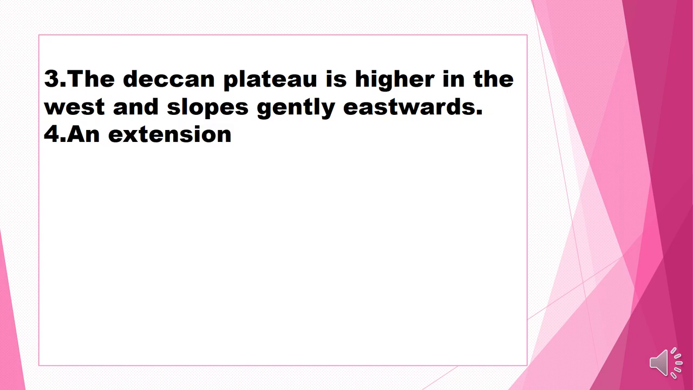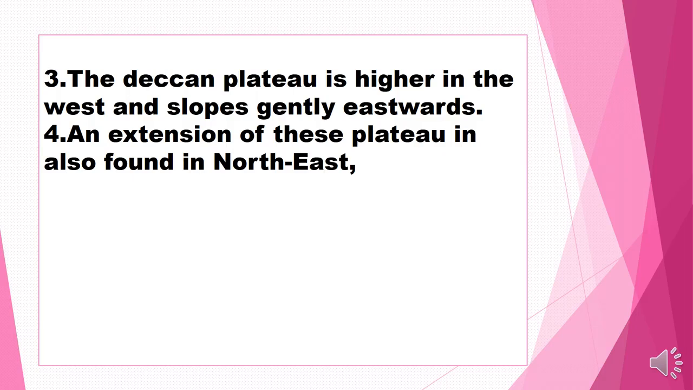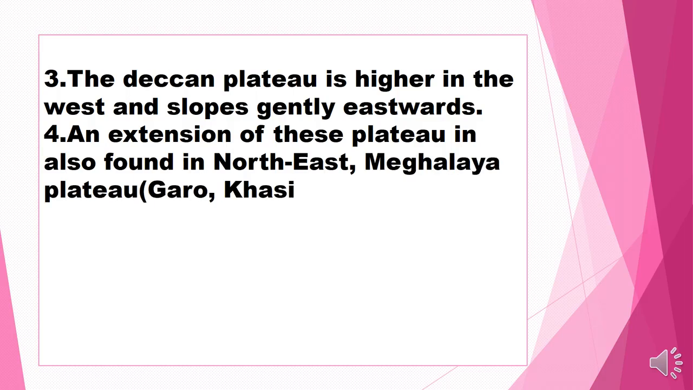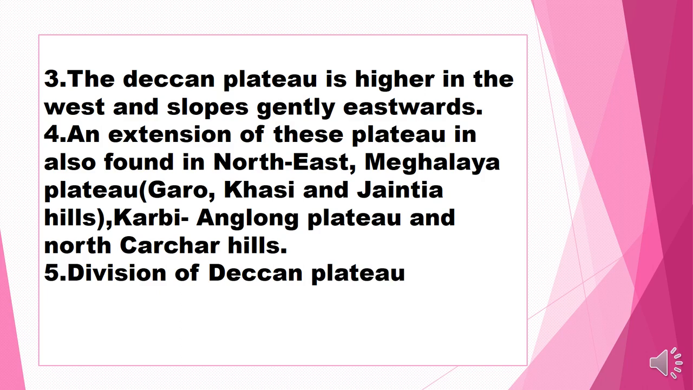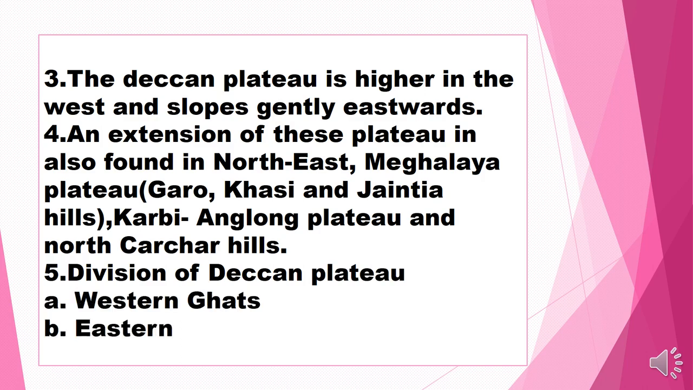Means the height in the western part is high and it slopes gently to the eastern part of the country. An extension of this plateau is also found in the northeast, and in local language it is called the Meghalaya plateau. The Karbi Anglong plateau and North Cachar hills are also found in this area, and some hills such as Garo, Khasi, and Jaintia.